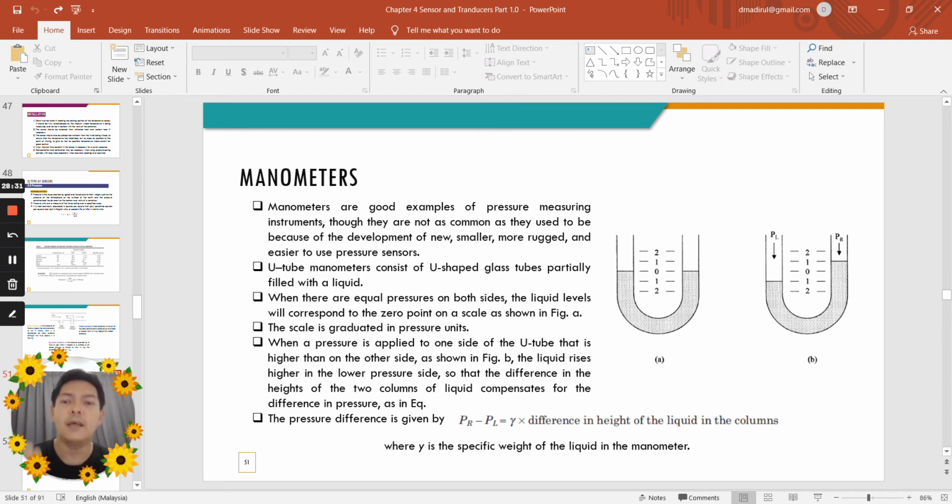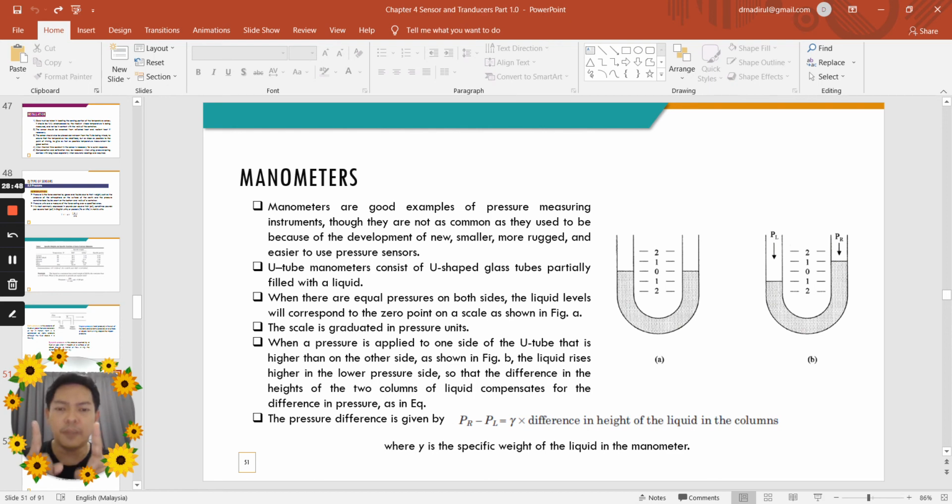a U-shaped glass tube partially filled with a liquid. When there is equal pressure on both sides of the liquid, the liquid level will correspond to the zero point on the scale as shown in figure A. The scale is graduated in pressure units.